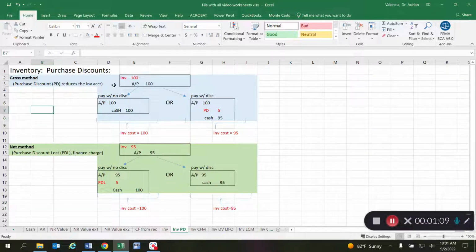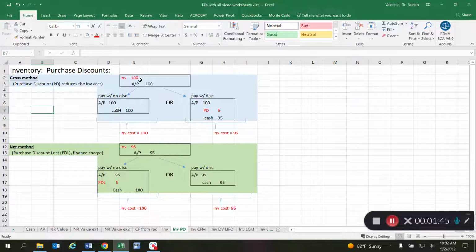Okay, so let's look at the example here for the gross method. Assume we buy inventory for $100 and we include that as part of our inventory, and then accounts payable goes up by that same amount. The seller that sold us the inventory is offering us a $5 discount if we pay within the discount period. So let's assume two possible scenarios here. One of them is we pay with no discount. In other words, we do not take advantage of the discount.